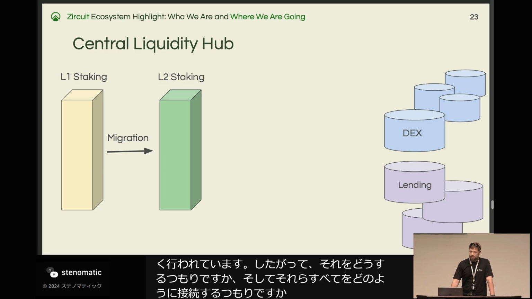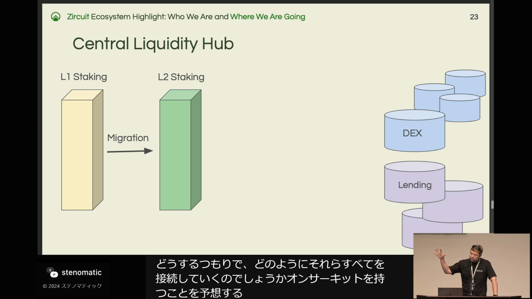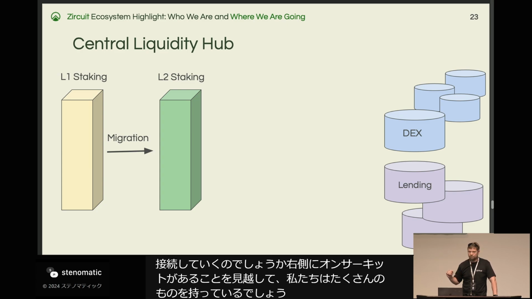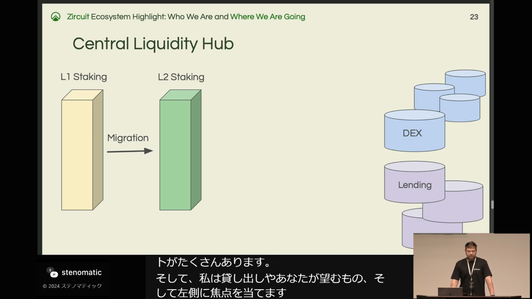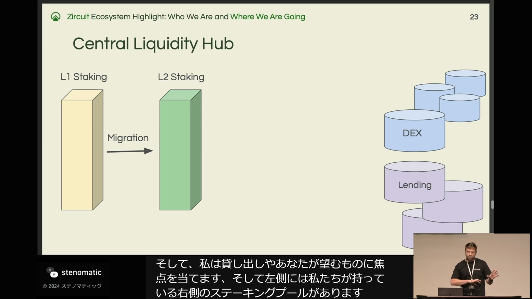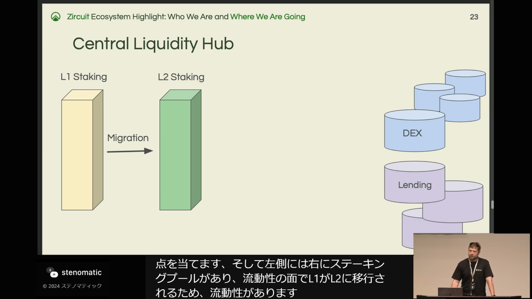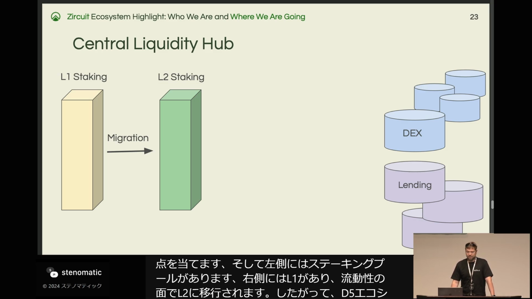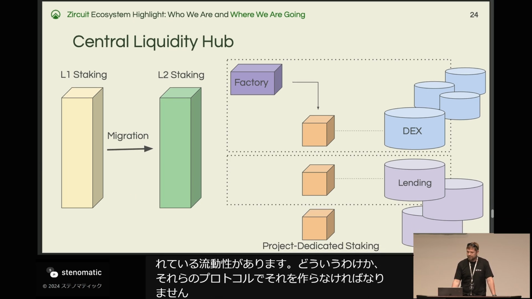So this is the situation that we want to have on Zircuit, or that we are anticipating having. On the right side, we will have a whole bunch of projects of various sorts, be it DEXs, or other DeFi protocols, focused on lending or whatever you want. And on the left side, I have the staking pools, right? We have L1 that will be migrated in terms of liquidity onto L2. So this liquidity that is now pre-committed to enter the DeFi ecosystem on L2 will somehow have to make it into those protocols. And so what we are going to do over there is this.